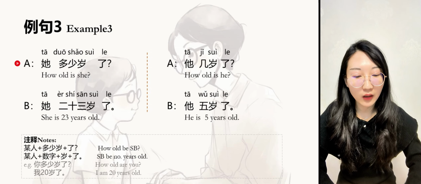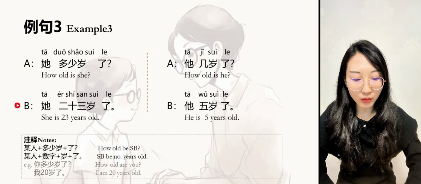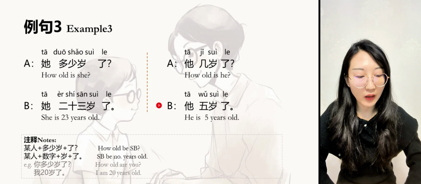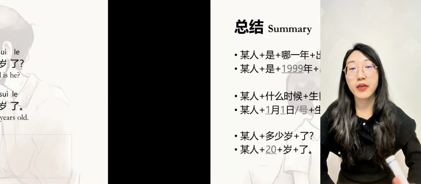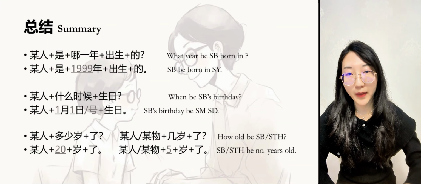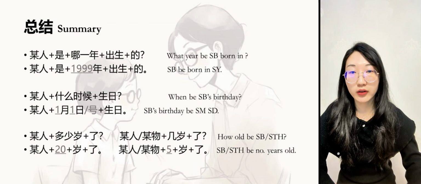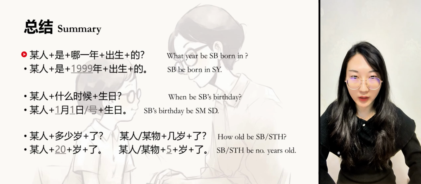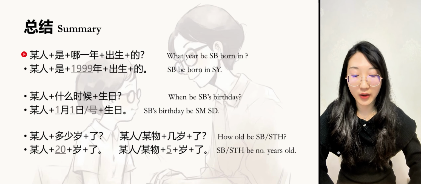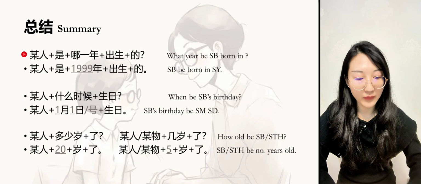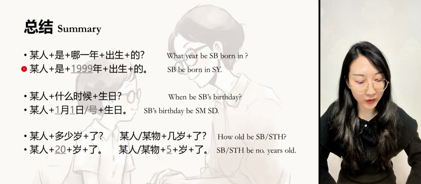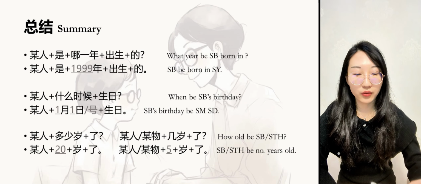他多少岁了？他23岁了。他几岁了？他5岁了。And that's all the contents of today. So let's take a look back and make a little summary. Today we have learned 3 pairs of sentences. The first one is 某人 somebody 是 be verb 哪一年 what year 出生 born 的 auxiliary word. Together it's 某人是哪一年出生的, and the answer is, for example, 某人是1999年出生的.